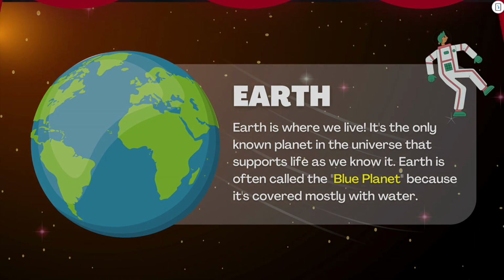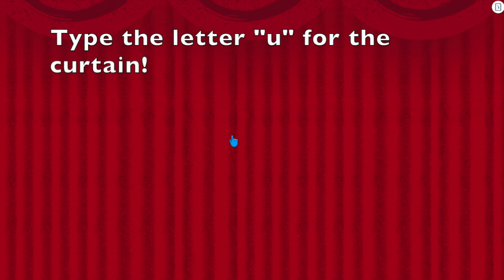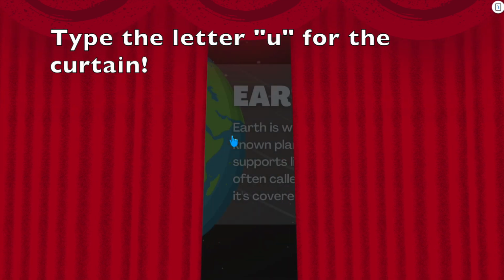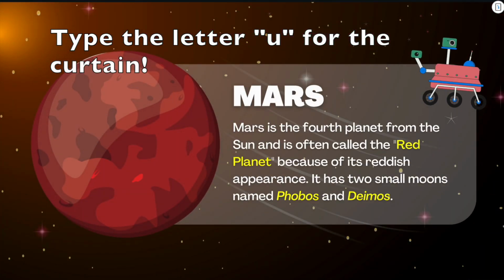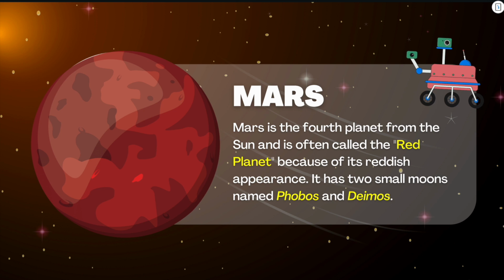U is a curtain call. So if you wanted to hide something at the beginning and just have a curtain come up to show you the next slide, that's called a curtain call. Again, these are all found right here.